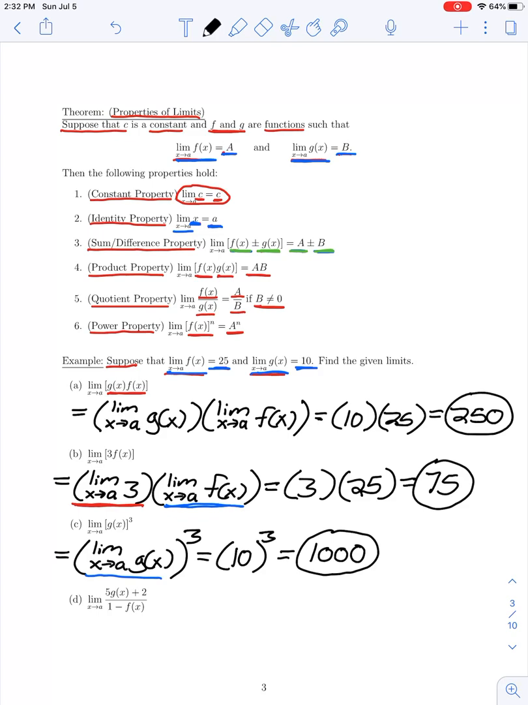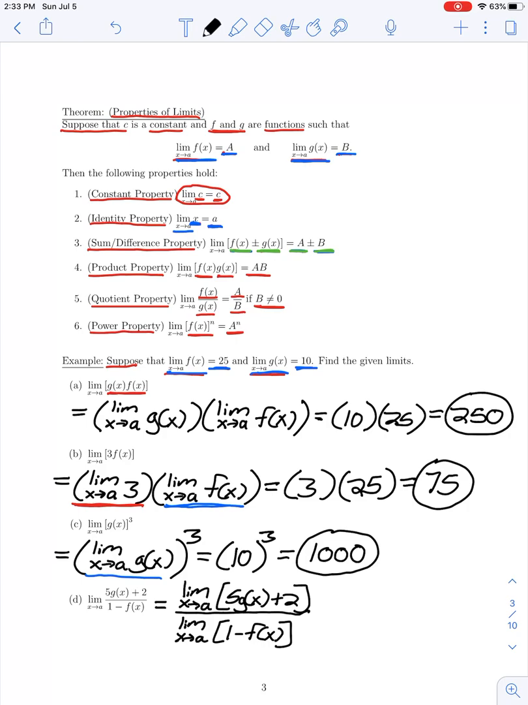And then in part D, we'll combine a few of our different properties. We have the limit as x approaches a of 5g of x plus 2 divided by 1 minus f of x. So we're taking the limit of a quotient here. Using the quotient property, this is the same as taking the limit of the numerator, that is 5g of x plus 2, and dividing by the limit of our denominator, which was 1 minus f of x.